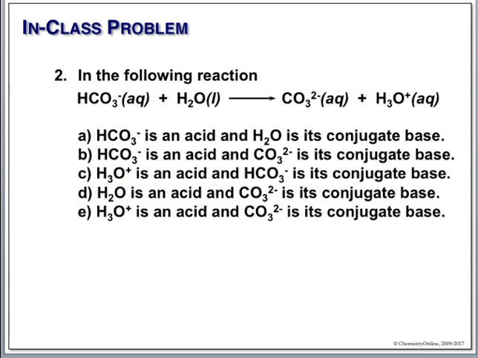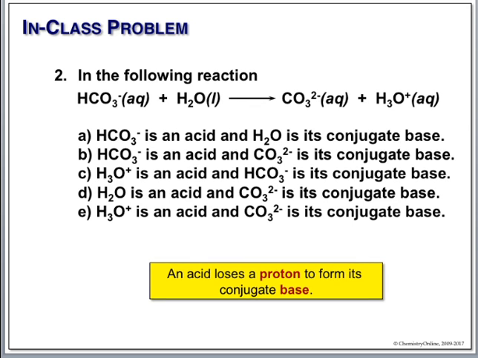Okay, all right, here we have a whole equation. What's true? Hydrogen carbonate's the acid, water's the conjugate base. Hydrogen carbonate's an acid, carbonate's the base, and so on. Remember, once again, what happens to an acid? It simply loses a proton, nothing else. It loses its proton and gains a negative charge. Number E is the answer, I think.